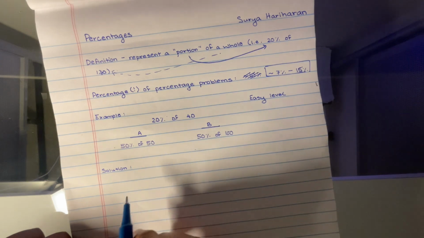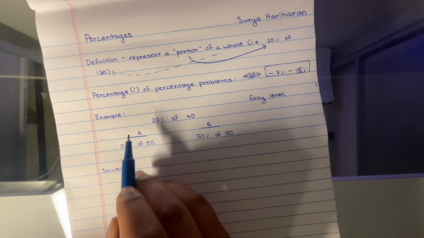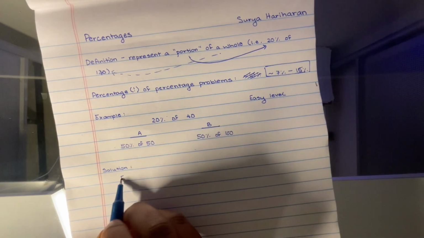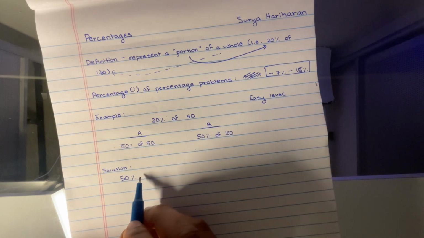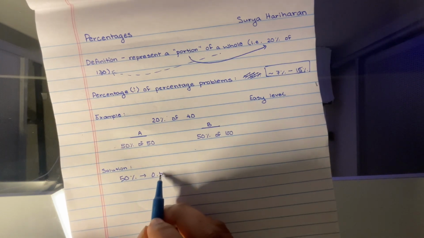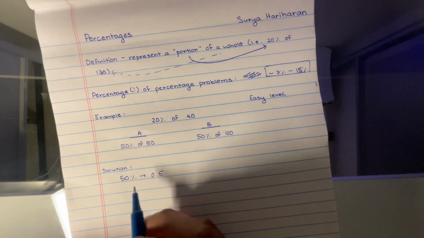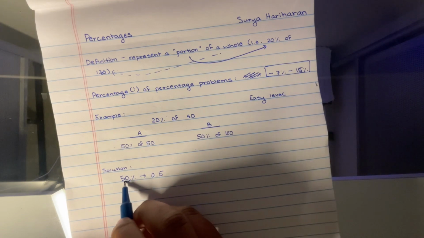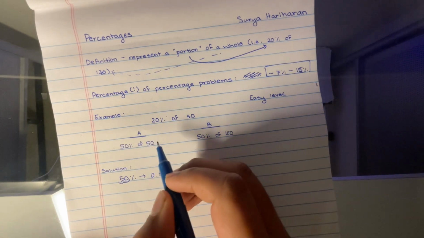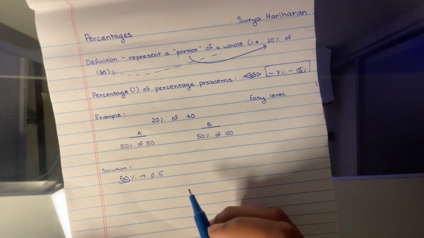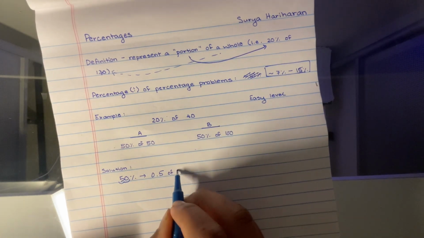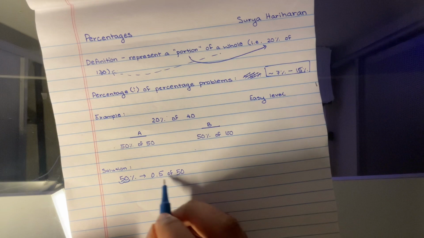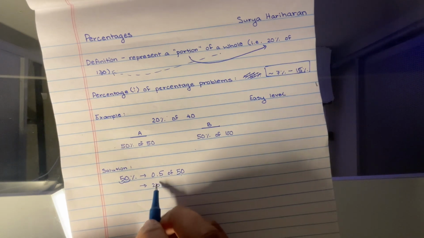So 50% of 50. Most people that are watching know how to get from a percentage to a decimal. Basically, when you have 50%, this becomes 0.5. You take the decimal point, move it one place, and another one here, so you bring it to the left. So you have 0.5 of 50. And as you all know, 0.5 is just 1/2. So 1/2 of 50 is 25.